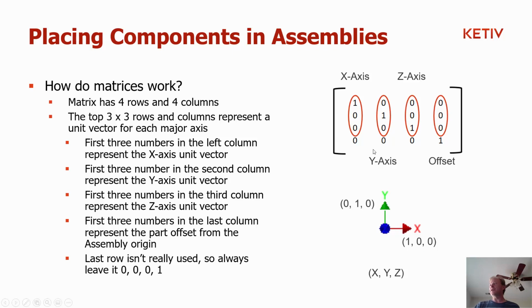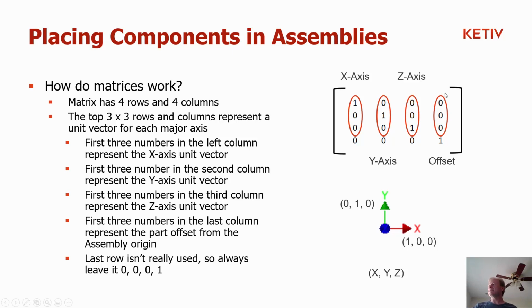1, 0, 0, this is my x-axis. 0, 1, 0 is my y-axis. And 0, 0, 1 will be my z-axis. Now this is what we call the identity matrix. And basically, if you bring in any part and you say place at origin and ground it, that's exactly what it's doing behind the scenes. It's placing it according to this identity matrix that you're seeing on the screen.